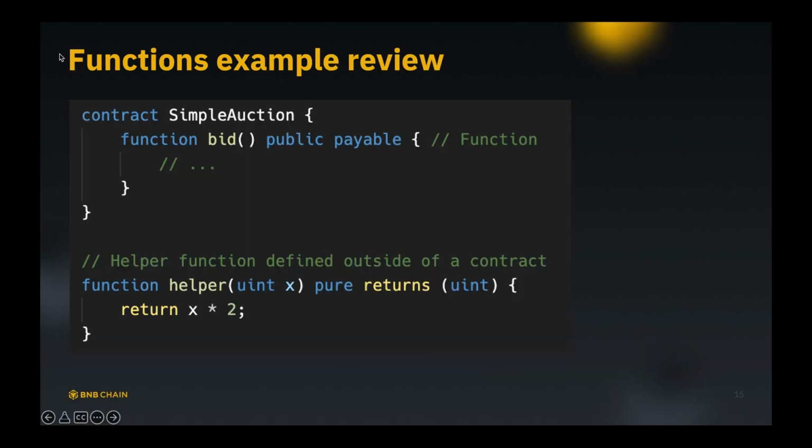We can get a quick review of this function example. They should look more understandable by now. Inside this contract called simple auction, we declare a function bid as public. That means it can be accessed internally or externally. It is payable, meaning that when somebody calls bid, they can send ether together with it. You get a function called helper outside. It is pure, meaning that it neither reads nor writes the state of the contract. It returns an unsigned int. It is declared outside of the contract, so it is a free function. Any contract that calls helper will get a duplicate of the code inside this contract.